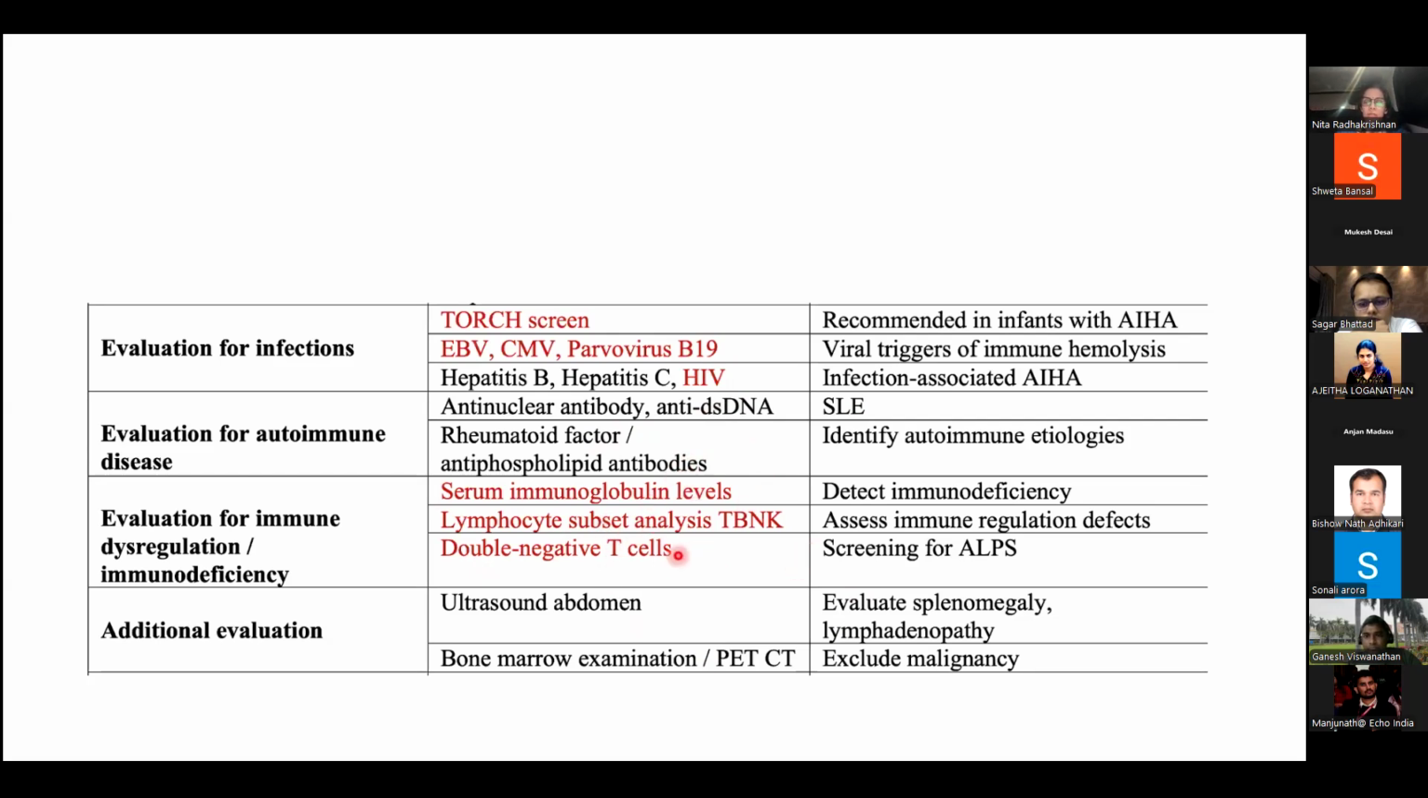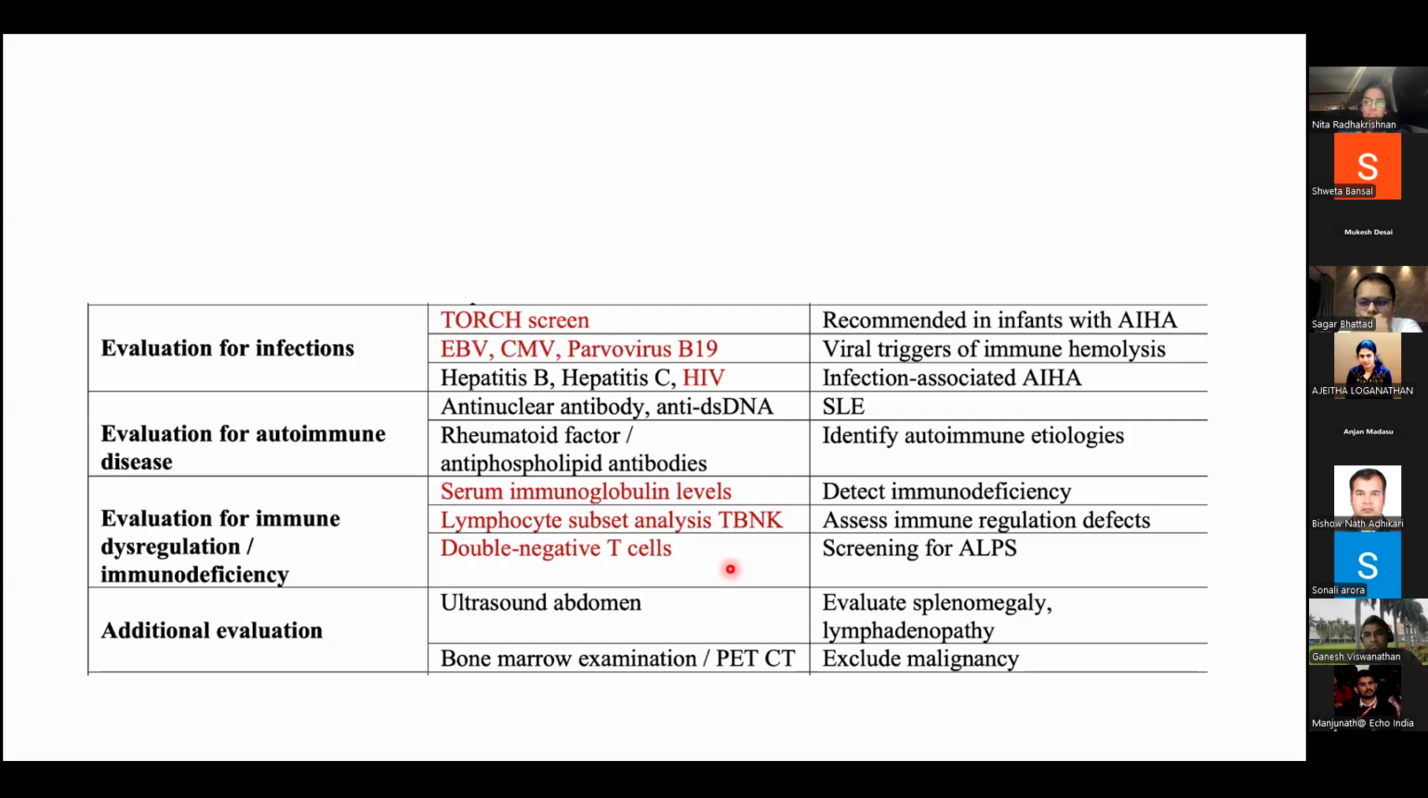Then, in a regular AIHA, you would look for autoimmune conditions, but in a 4-month-old baby, that may not be significant. So I've just listed out the investigations here for completion's sake. Other than ANA and dsDNA, APLA also would be tested if an adolescent child has come in a similar scenario. And then immune dysregulation, yes, definitely, especially in infants. XLA is one, as well as combined immune deficiency. So serum immunoglobulin levels should detect that.